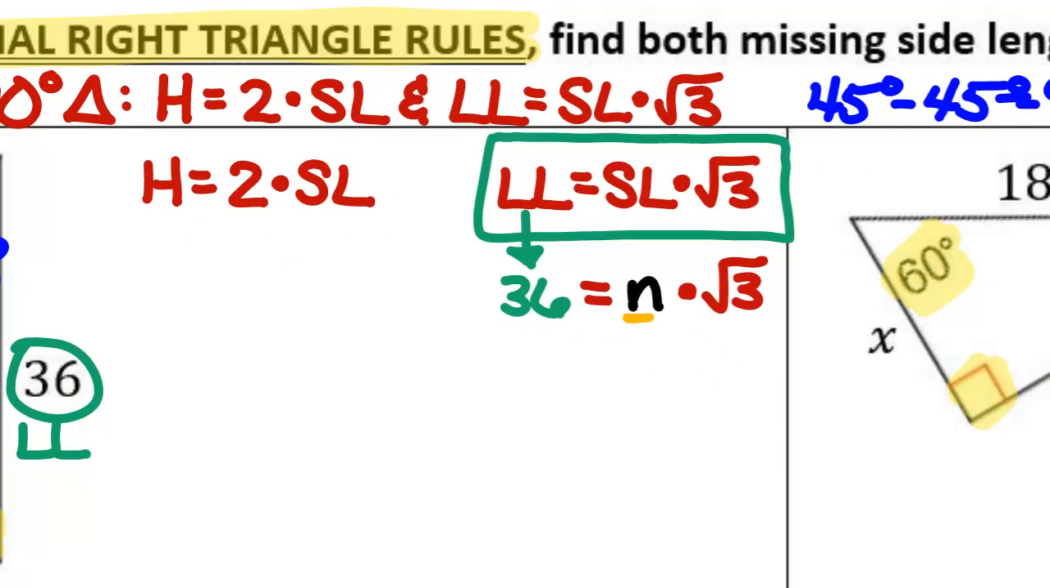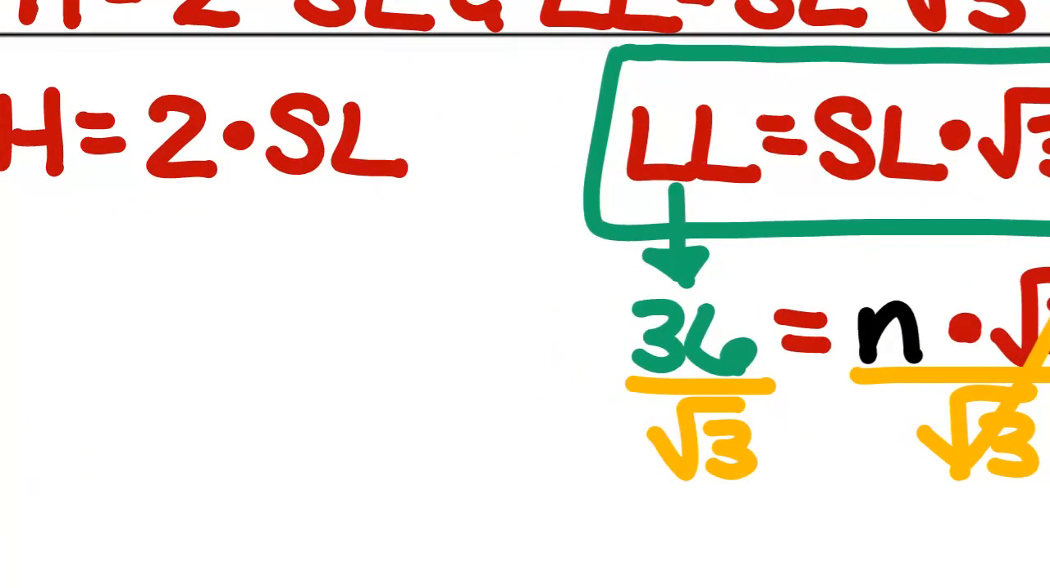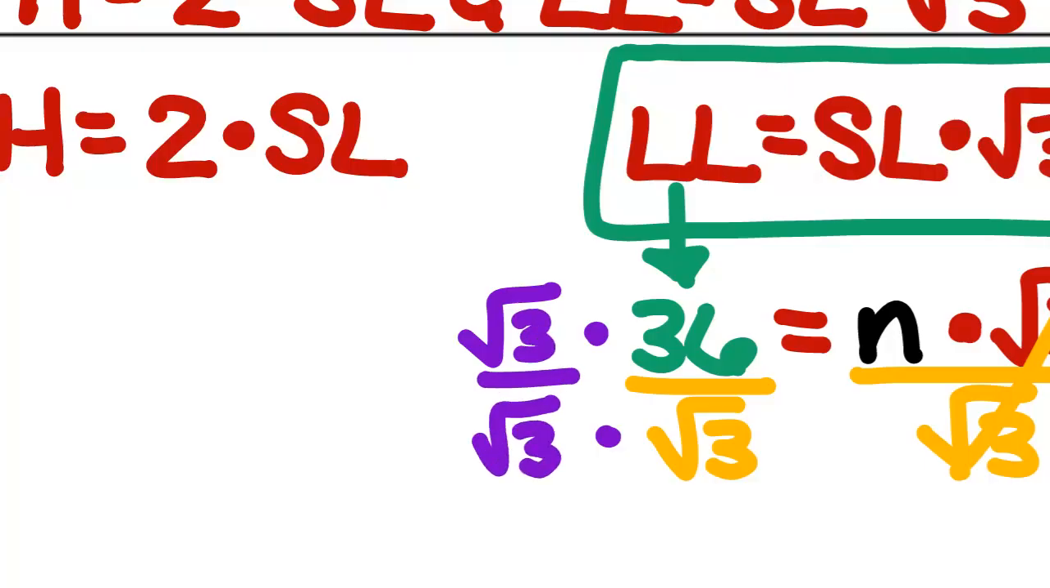To get N by itself, we're going to divide both sides by radical 3. So it cancels out over on the right. Over on the left, I have to be careful. Am I allowed to leave a radical in the denominator like that? No, so we've got to multiply top and bottom by the radical that we don't want down on the bottom. So radical 3 over radical 3.